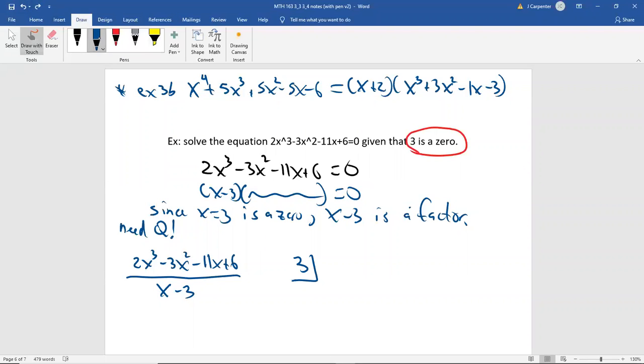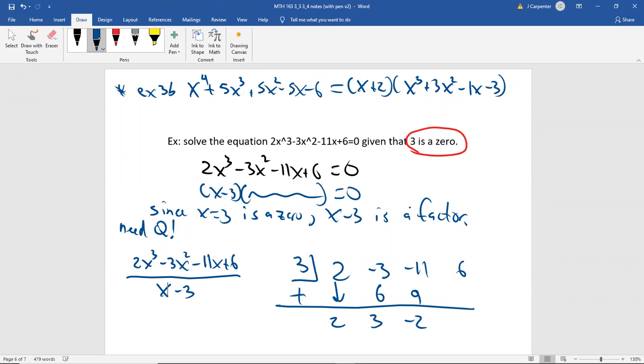All right, so to the right, we go 2, negative 3, negative 11, 6, leave some space, plus sign, bring her down, 2. 2 times 3 is 6. Negative 3 plus 6 is going to be positive 3. 3 times 3 is 9. Negative 11 plus 9 is negative 2. Negative 2 times 3 is negative 6. Negative 6 plus 6 is 0. So that confirms.